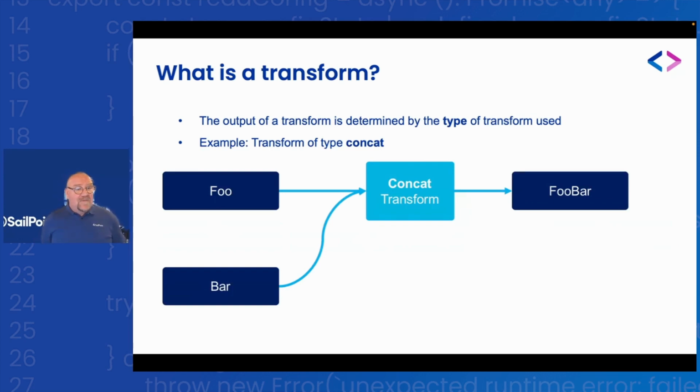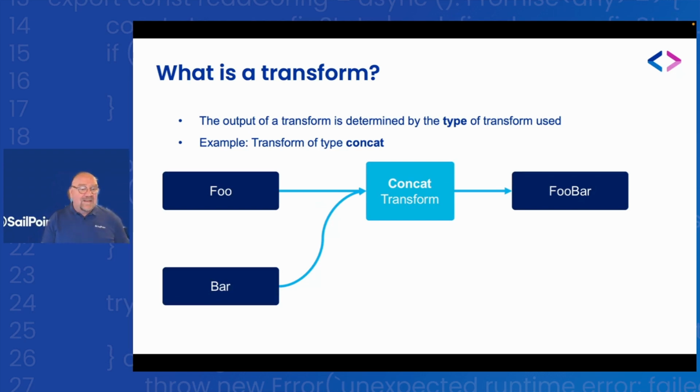Also, you can actually have multiple inputs for the actual transforms as well. So here we have a concat transform, and from a developer's point of view or programmer's point of view, a concat is a concatenation of a couple of values. And here we can see that we're concatenating foo and bar, and it will transform that into the output value foo bar.